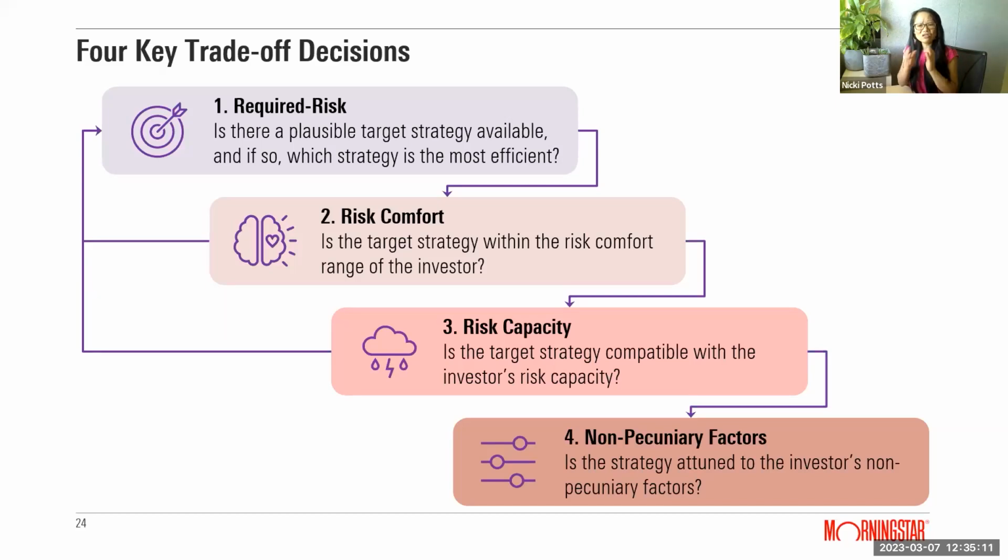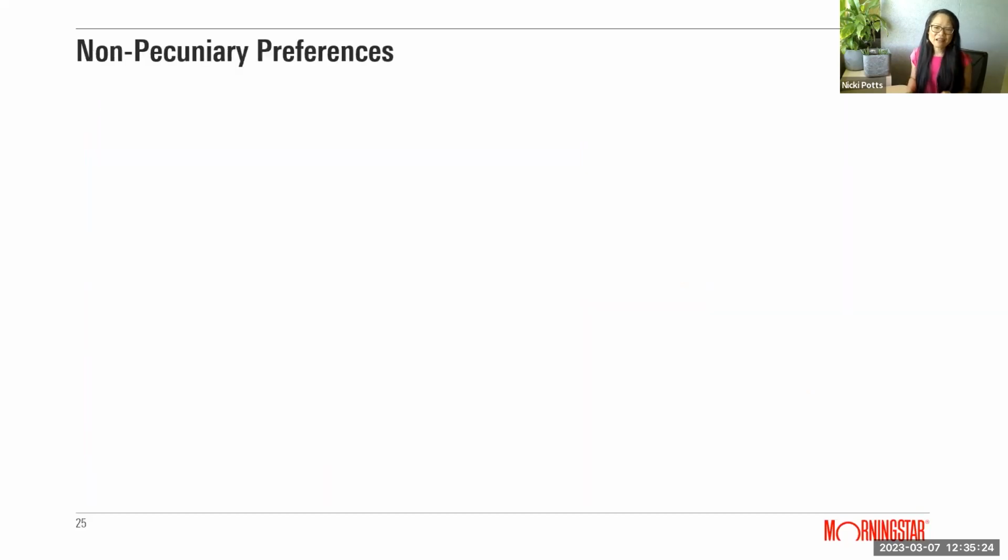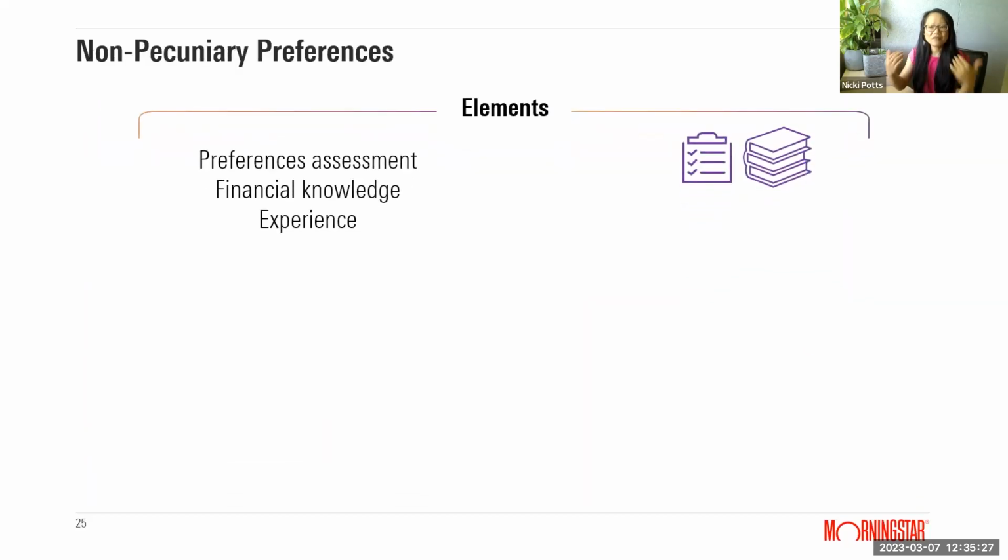However, should such preferences require a more aggressive strategy, then again, the investor would need to return to the goals to adjust the available levers. So the key elements here are capturing the investor's preferences. You can do this either through a formal assessment or a few questions during the fact-find process, and understanding the level of financial knowledge and experience of the investor. Again, this can be done through the fact-find process.